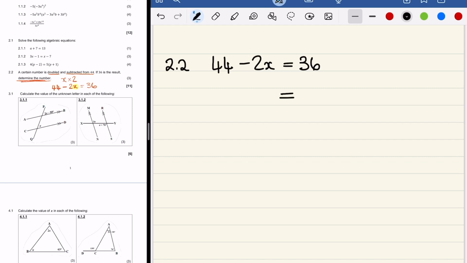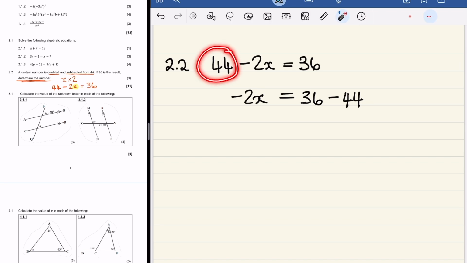We're going to have the letters on the left and the numbers on the right. So I've got negative 2x here in the right place, but my 44, of course, I don't want there. I want it on the right hand side. So I'm going to keep my 36 that is already in the right place, and I'm going to take away 44 because 44 was positive here. I moved it over, so the sign becomes negative.